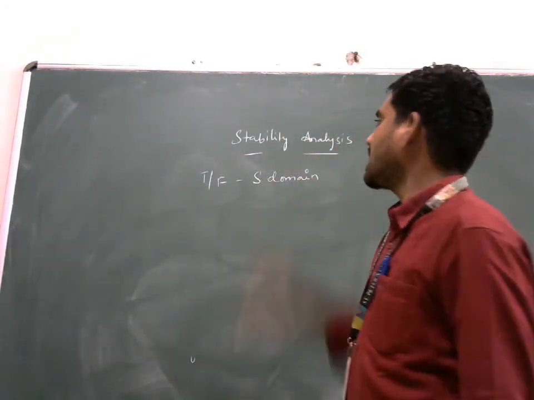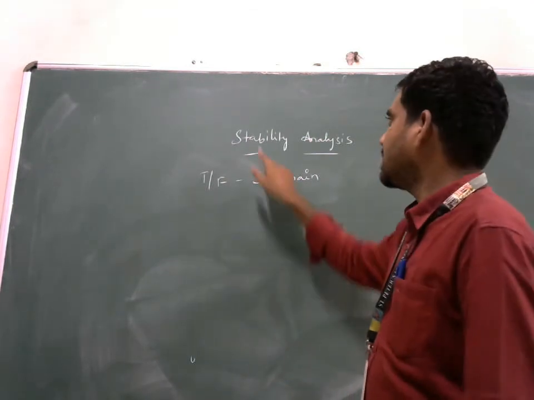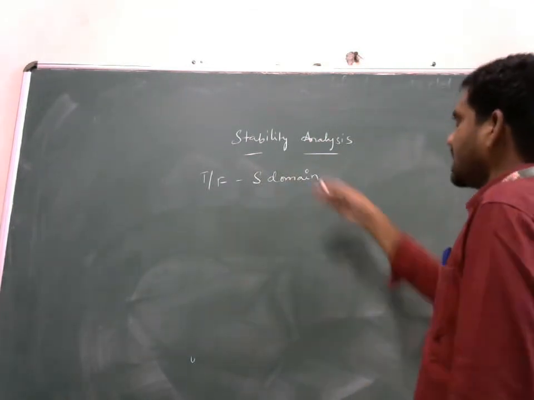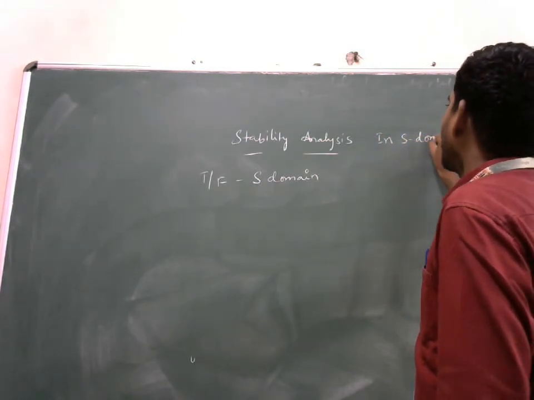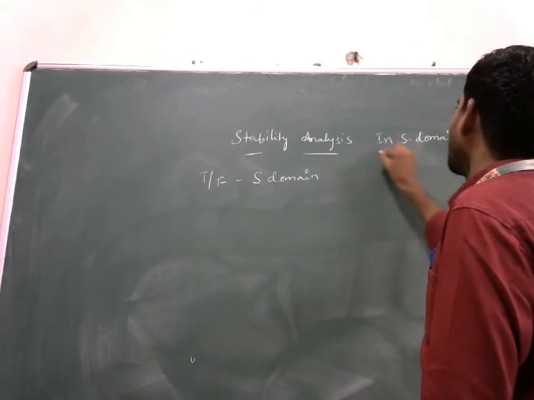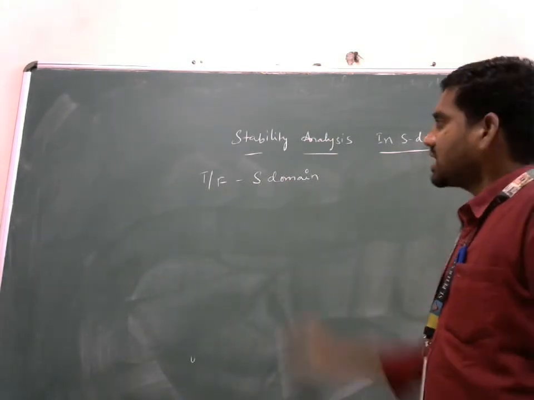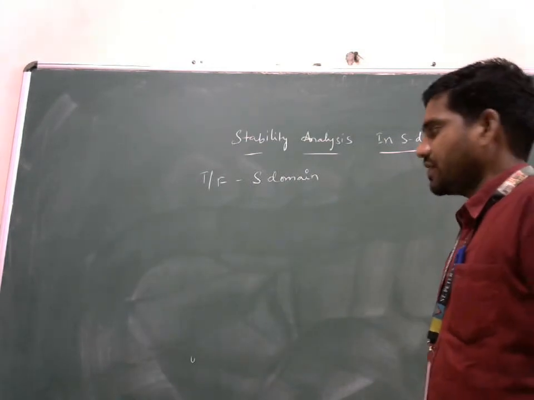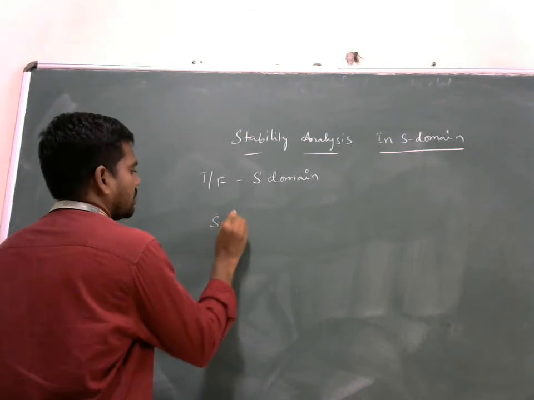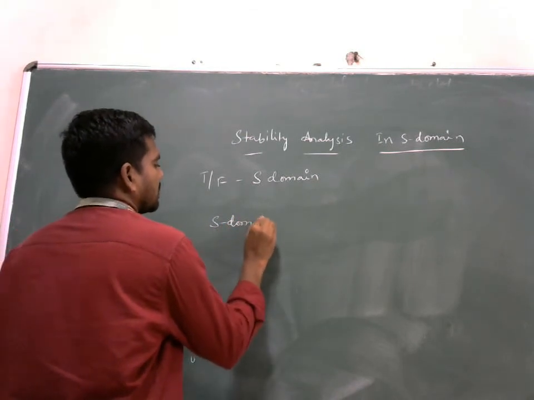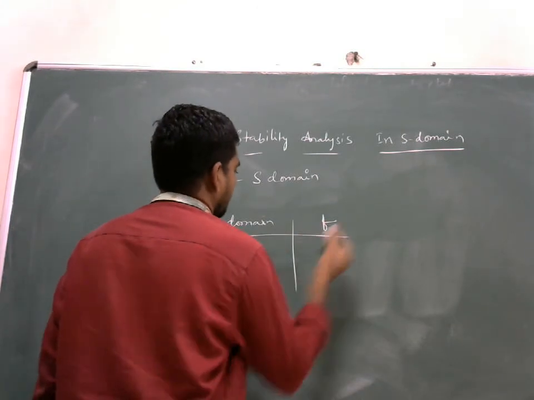Here in stability analysis, first we have to know what the different types of stability analysis are. It is better to write the stability analysis in the S domain. Now it is very clear: the S domain is nothing but a transfer function. A transfer function is only applicable for linear time invariant systems. What are the different types? We have the S domain and the frequency domain.